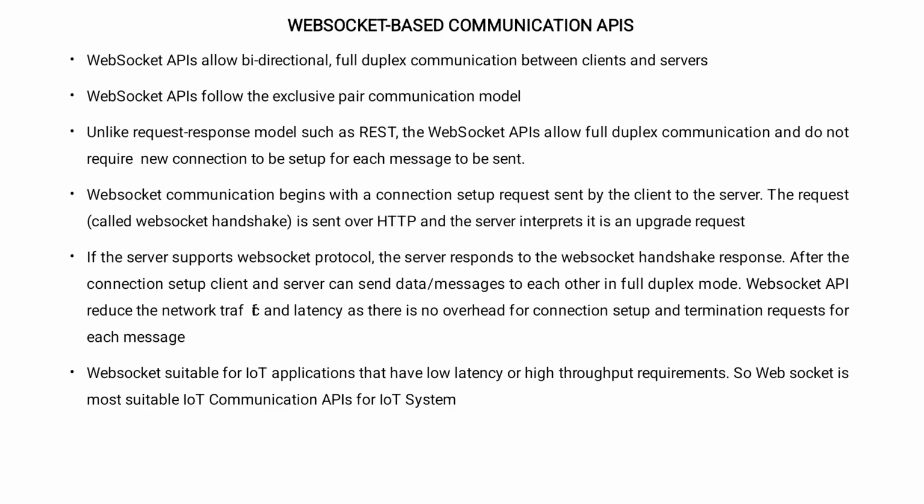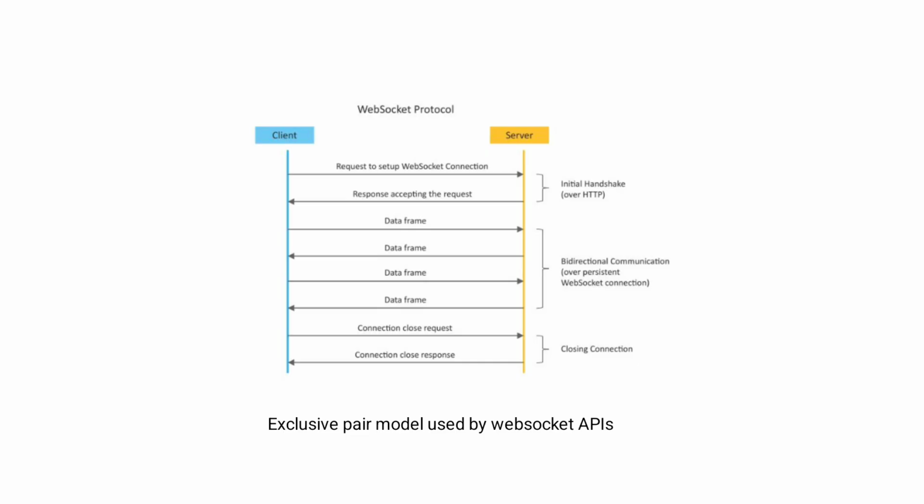WebSocket APIs reduce the network traffic and latency as there is no overhead for connection setup and termination requests for each message. WebSocket is suitable for IoT applications that have low latency or high throughput requirements. So WebSocket is the most suitable of the IoT communication APIs for an IoT system. This diagram shows the exclusive pair model used by WebSocket APIs.